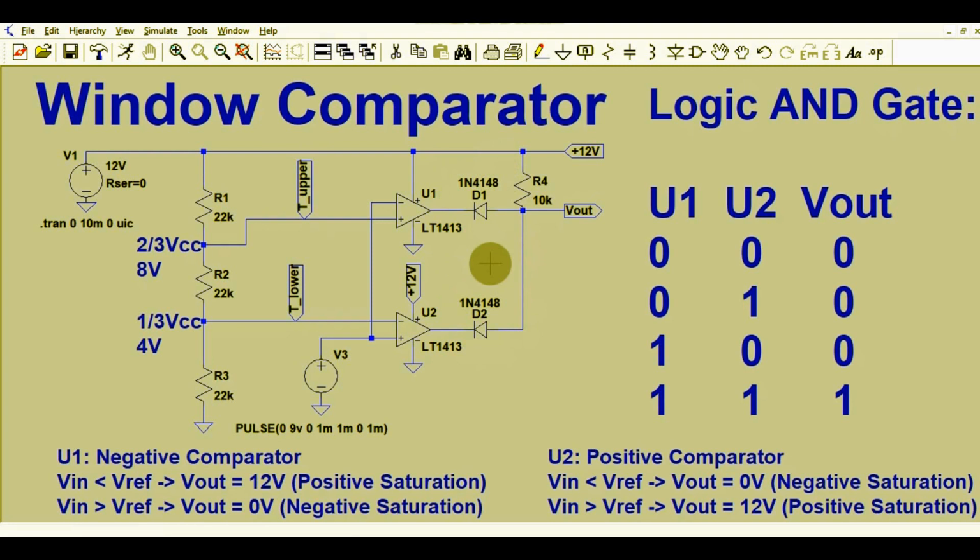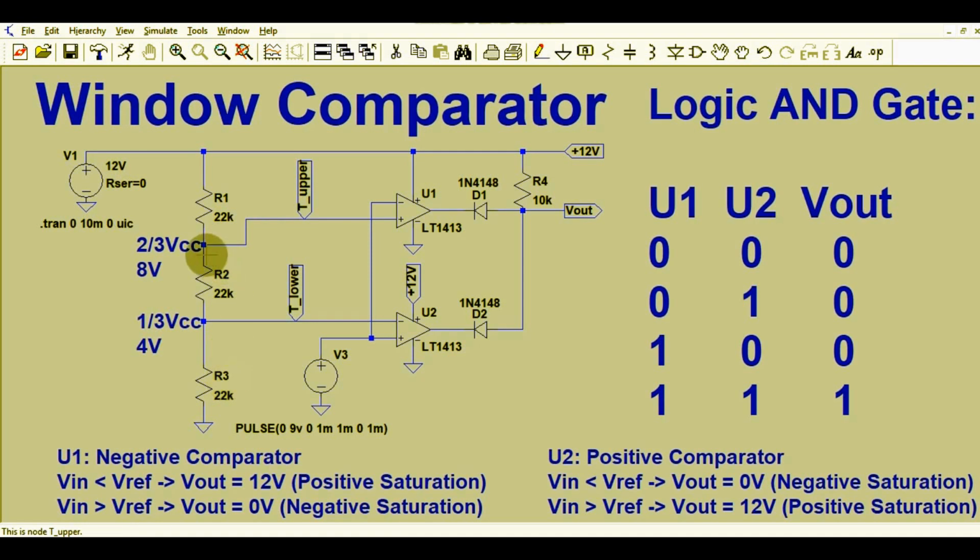Alright, so let us now understand the circuit flow of window comparator. Okay, so this is the power supply, 12-volt power supply for this operational amplifier. You can see this is 12 volt, and this is the potential divider R1, R2 and R3. The value of R1, R2 and R3 are same, that is 22K.